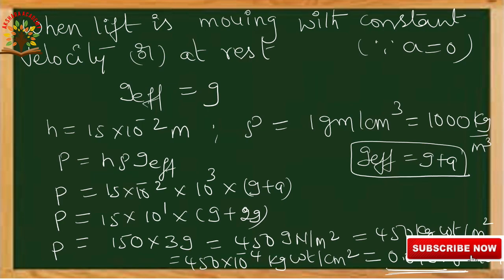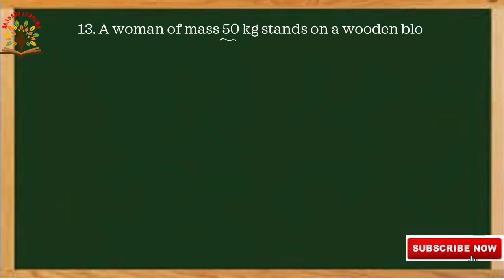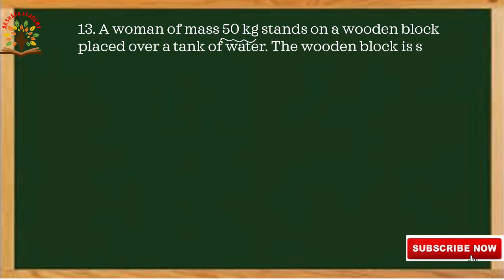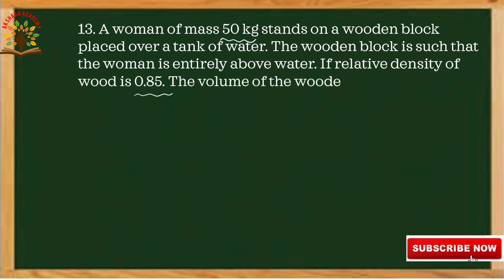Okay, next we'll go to the next question, the 13th one. A woman of mass 50 kilograms stands on a wooden block placed over a tank of water. The wooden block is such that the woman is entirely above the water. If the relative density of wood is 0.85, the volume of the wooden block is, here we have to calculate the volume of the wooden block. Let us go to the solution.